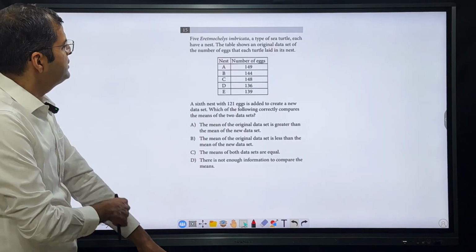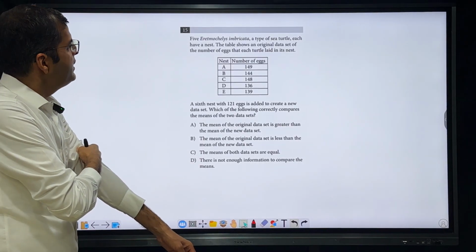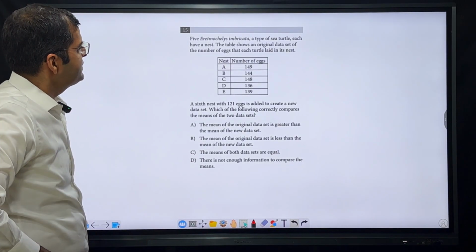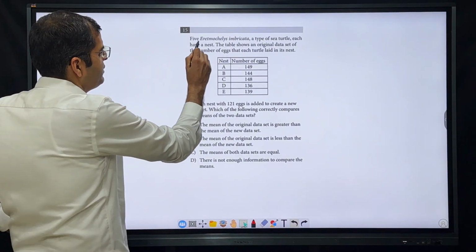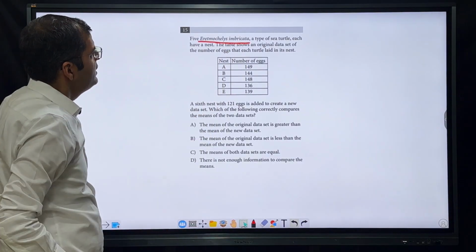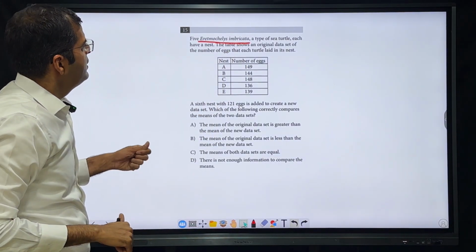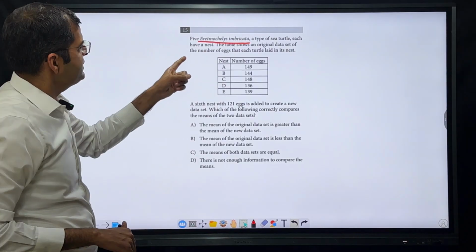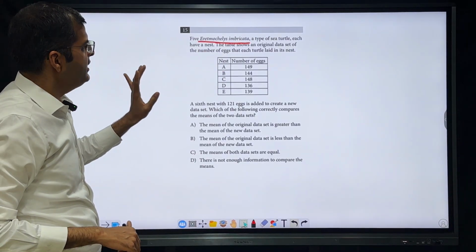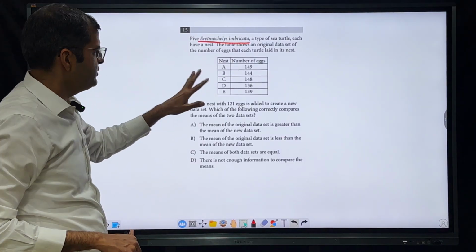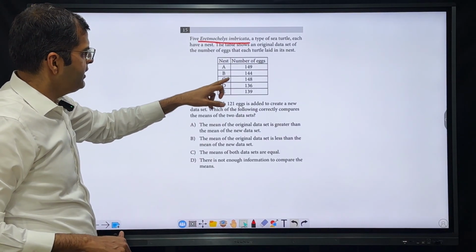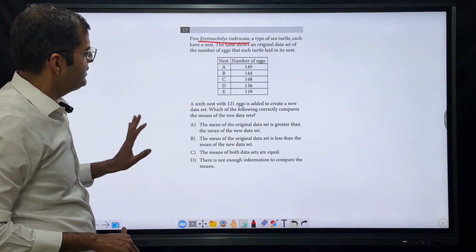Now this question says 5 Eretmochelys imbricata, a type of sea turtle, 5 of them, each have a nest. The table shows the original data set, the number of eggs that each turtle lays in its nest. So nest A 149, nest B 144 eggs, nest C. So this is the table: 149, 144, 148, 136, 139.